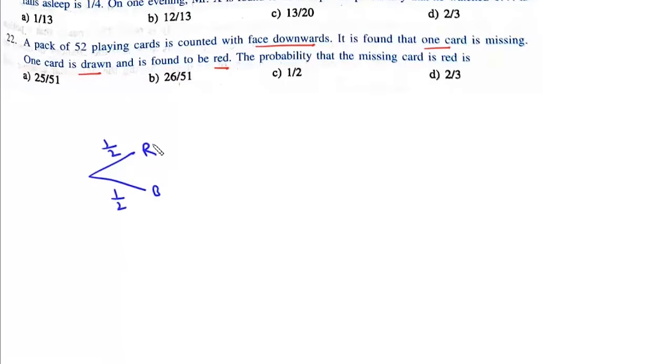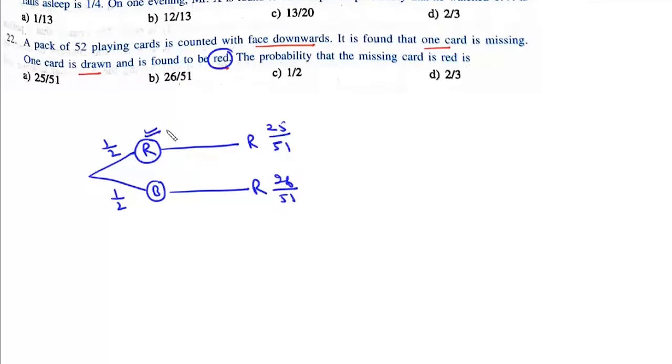Now if the card lost is red, then probability of getting a red card, it will be 25 by 51. And if the card lost is black, then probability of getting a red card will be simply 26 by 51. Now it is known that the drawn card is red. Find the probability that missing card is red. So we have to find this case.